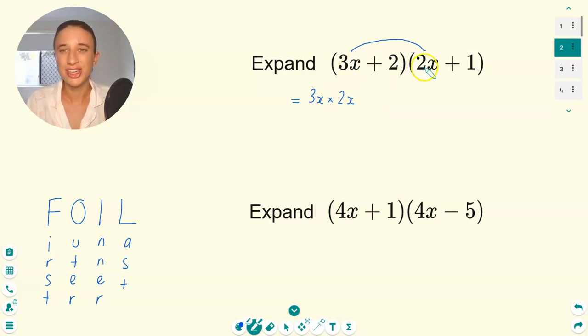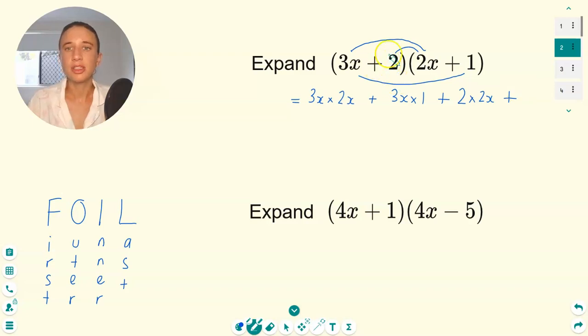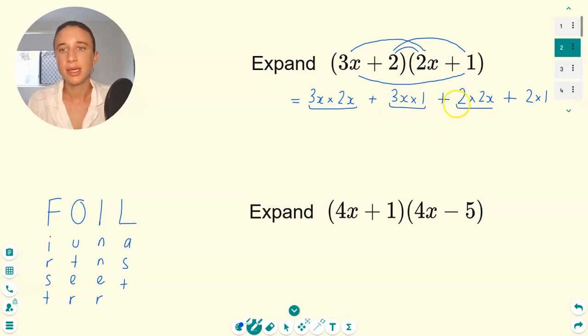First term times the first term plus the outer terms. So 3x times 1 plus the inner terms. That's the next bit, inner. 2 times 2x plus the last terms, 2 times 1. So I write them a little bit apart, and then you're just going to simplify that using BIDMAS, right? So BIDMAS says that multiplication comes first. So we're going to do all of these and simplify it.